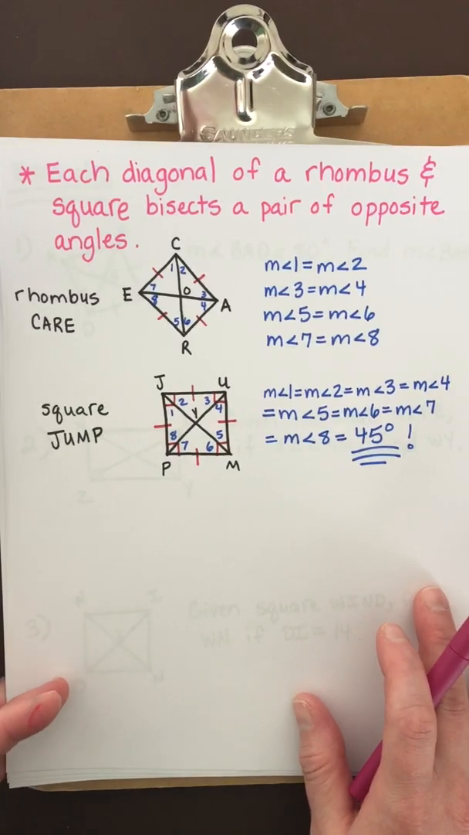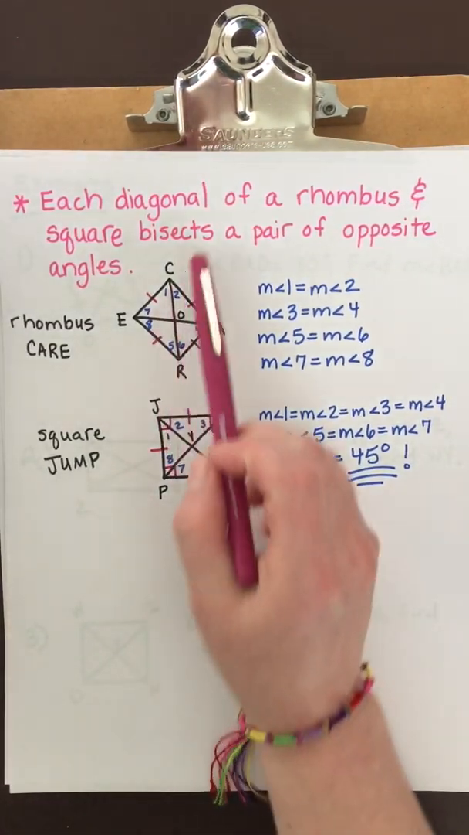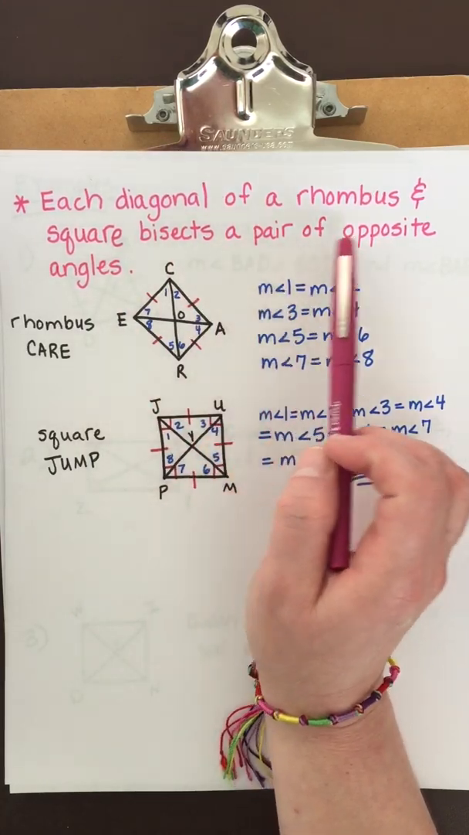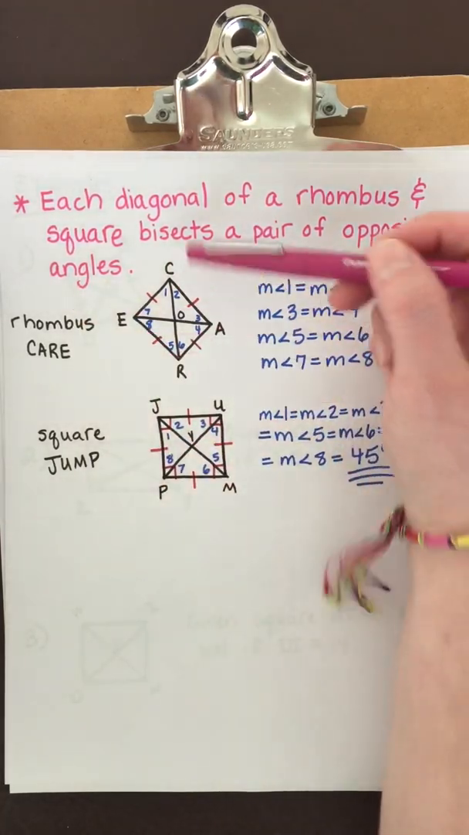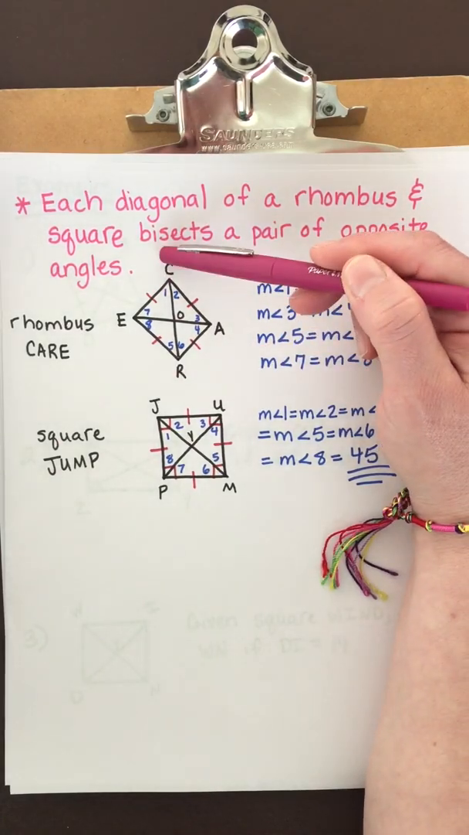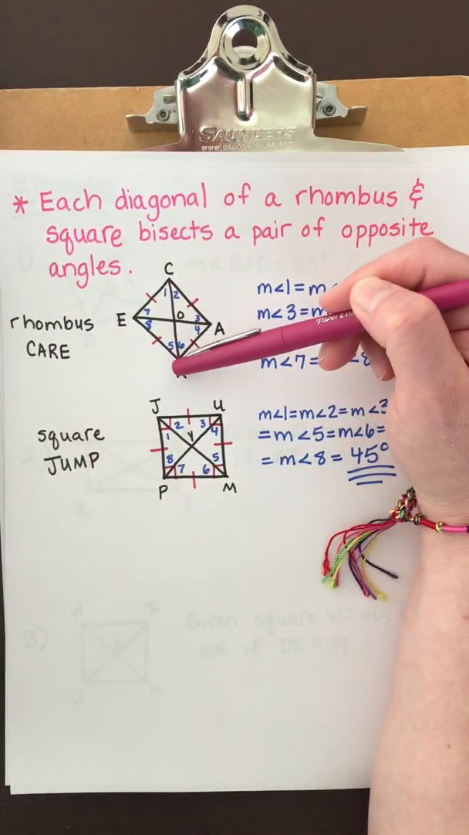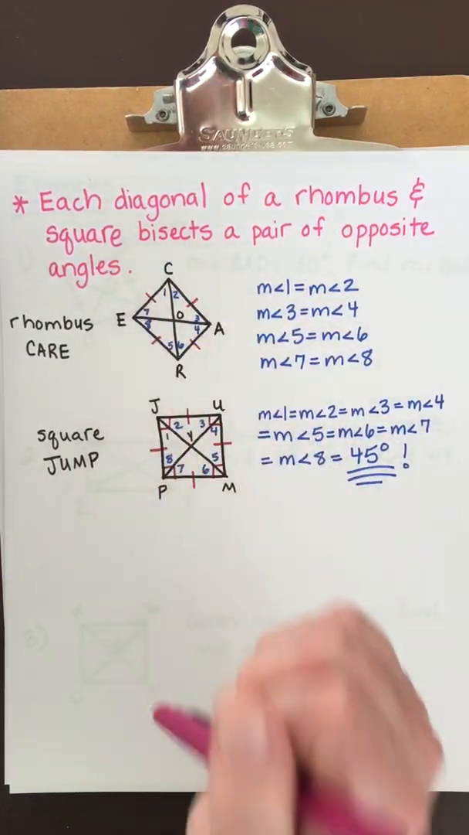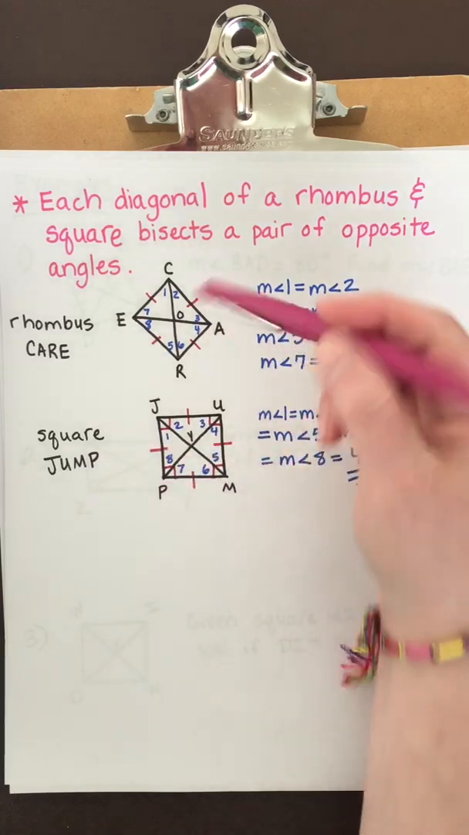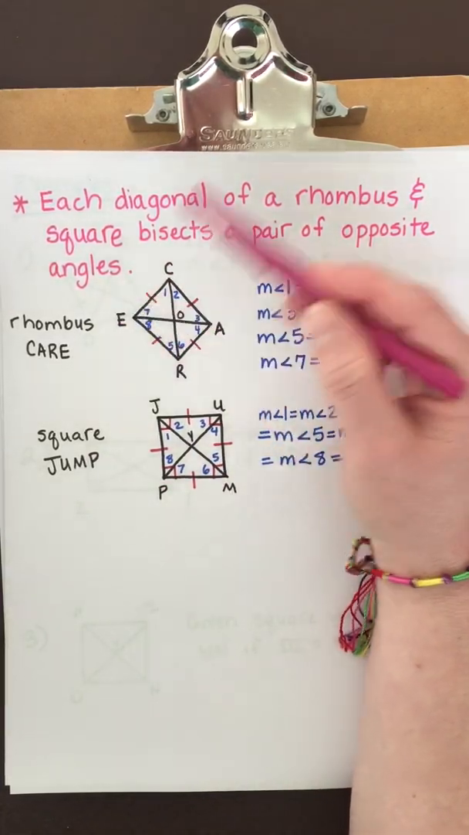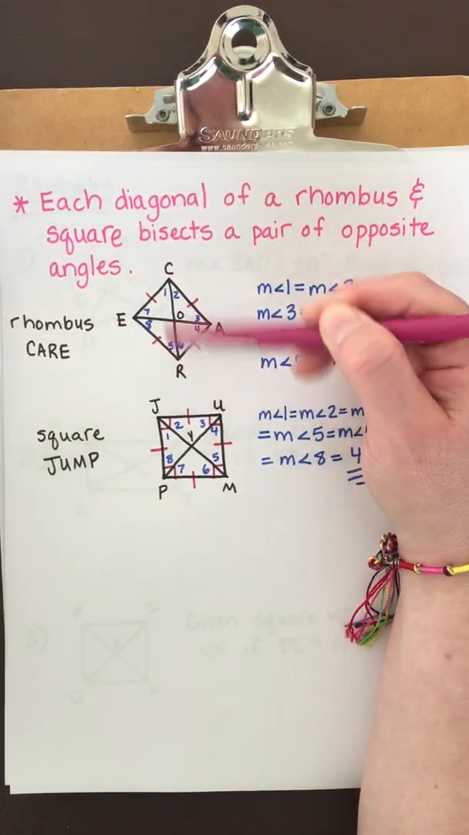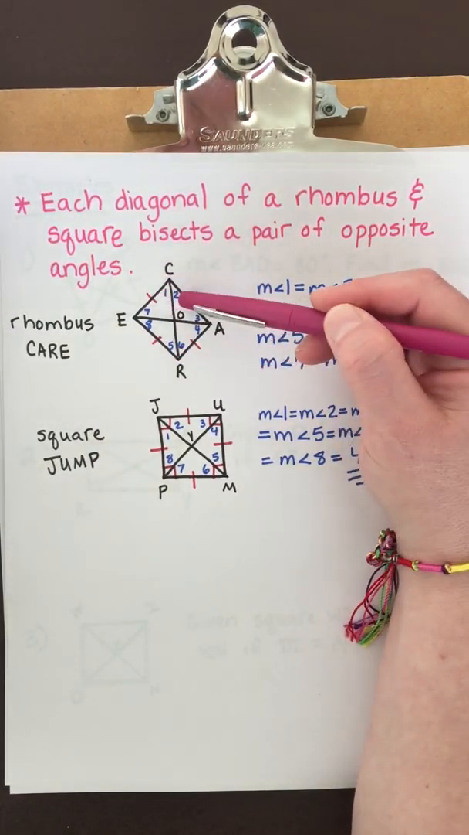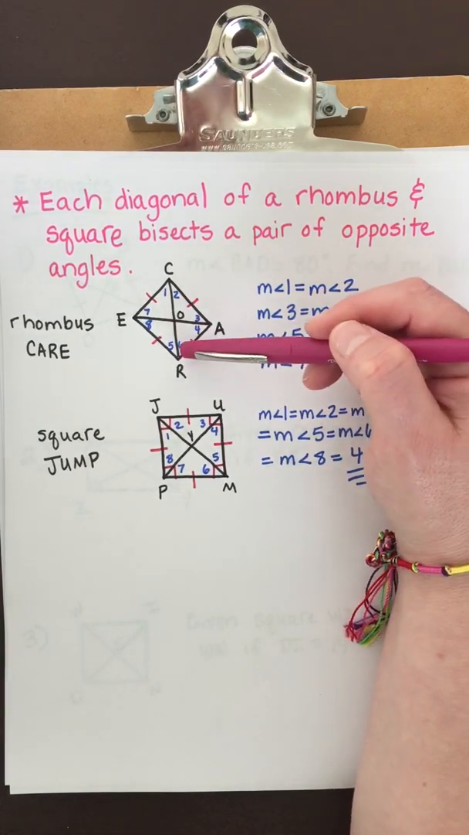And this theorem states that each diagonal of a rhombus and square bisects a pair of opposite angles. So all that means, you guys, is when you have a diagonal, this angle it's hitting right here, it's cutting it in half. Bisects means to cut into 2 equal parts. So here we have rhombus CARE, and all that means is that this diagonal is slicing these 2 angles perfectly in half. So angle 1 is equal to angle 2, angle 5 is equal to angle 6.